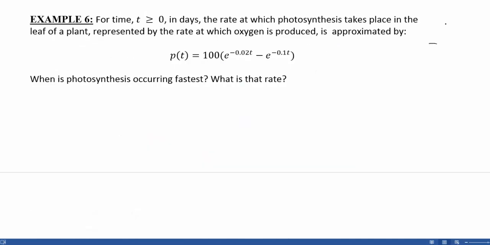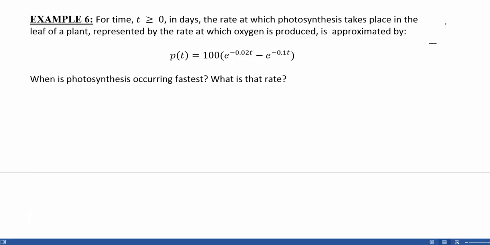Example 6. Just a quick word of warning. This particular example is very heavy on the algebra, so if you haven't brushed up on your exponential and logarithmic rules for algebra, those are going to come back here. So you may need to review those separately if you're not following what's happening algebraically at the end of this problem.